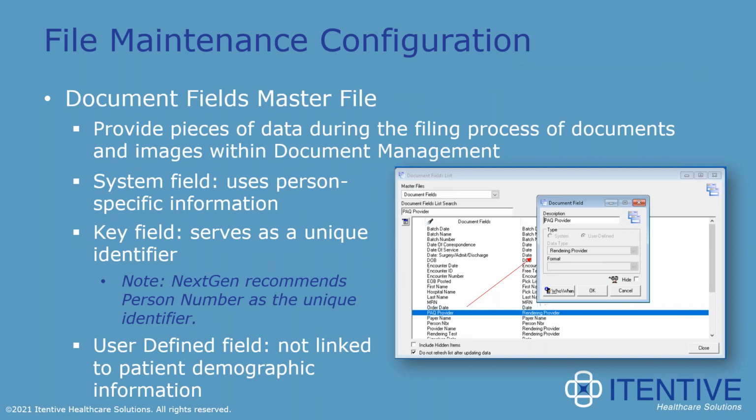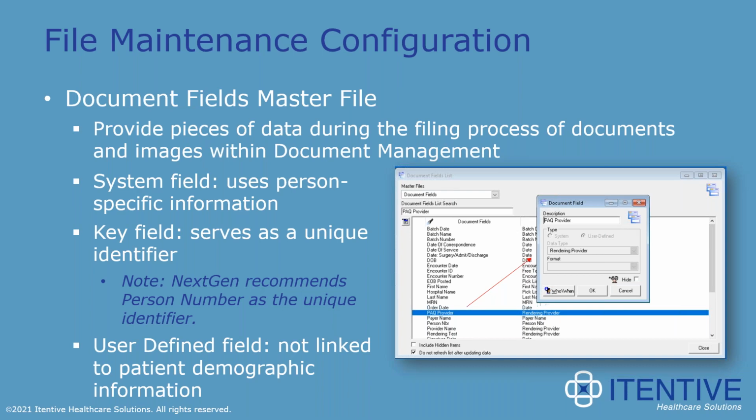The next step in the configuration is the creation of what we call our document fields. Our document fields provide us with various pieces of data that's collected during that filing process in document management. These fields are going to contain information, things like the patient's name, date of birth, the test date of a certain result, or even the rendering provider that's responsible for the contents of that document. To further classify these pieces of data, there are also three categories of document fields.